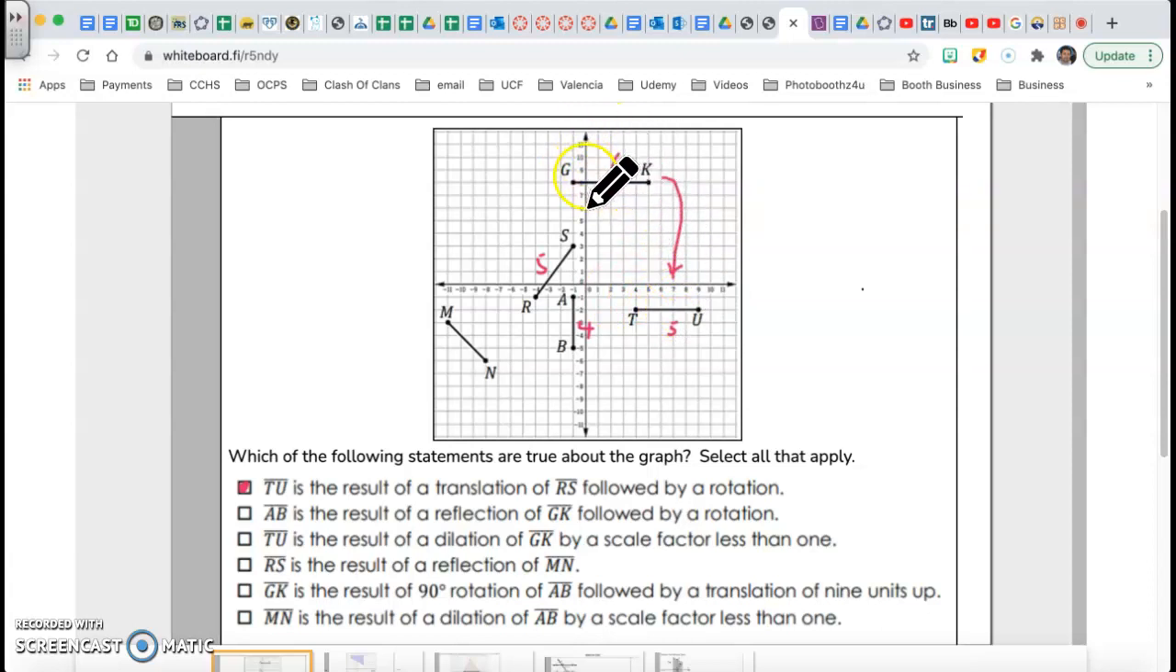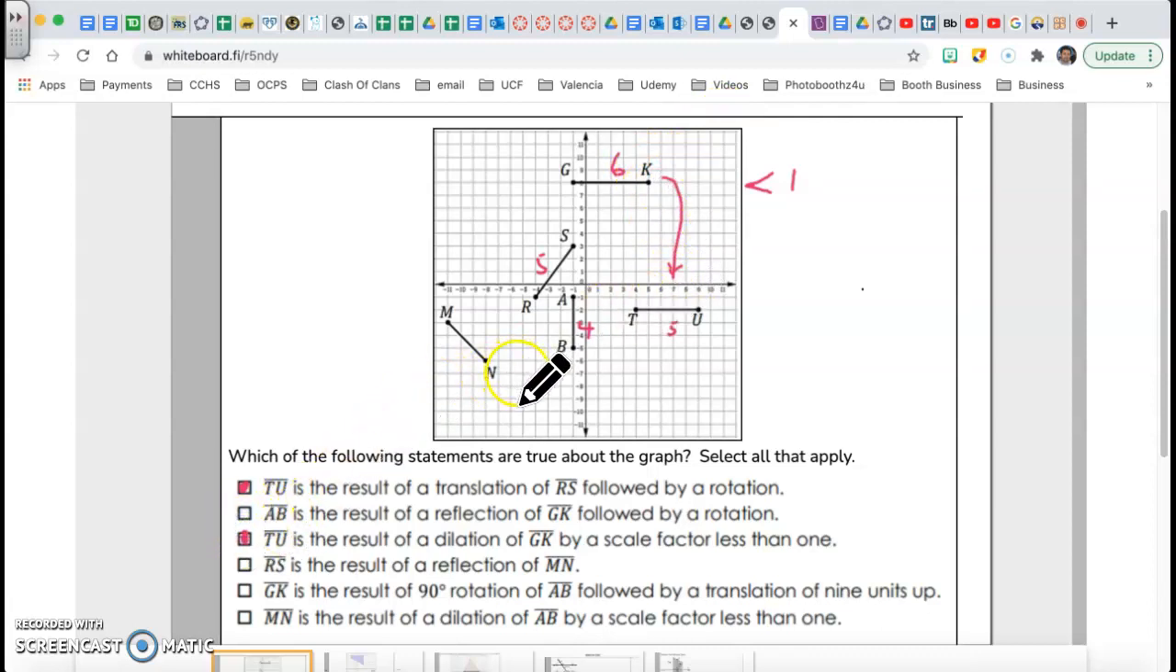When I dilate GK with a value less than 1, I'm going from big to small. Makes sense. If my dilation is greater than 1, then it will make it bigger. Dilation less than 1 makes it smaller. Makes sense.